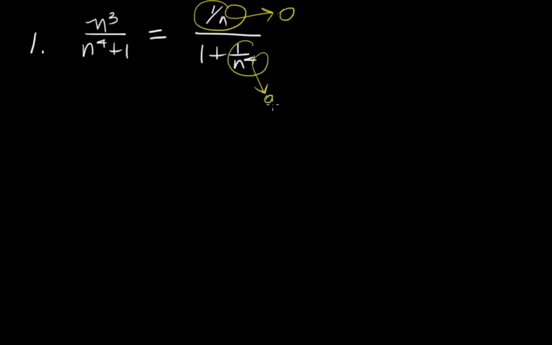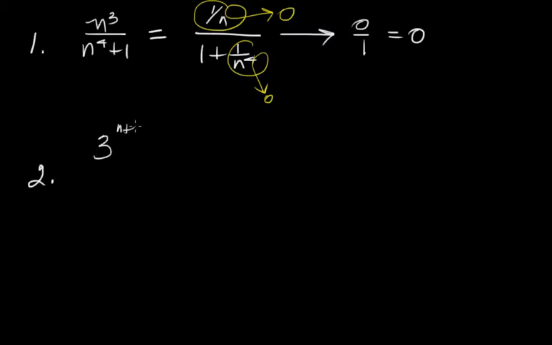So we don't change it, we're just changing the way it looks. Dividing by n to the fourth, on top we have 1 over n, and on the bottom we have 1 plus 1 over n to the fourth. Now 1 over n goes to 0 as n goes to infinity, and 1 over n to the fourth goes to 0 as n goes to infinity. So this goes to 0 over 1, which is 0. The limit is 0.